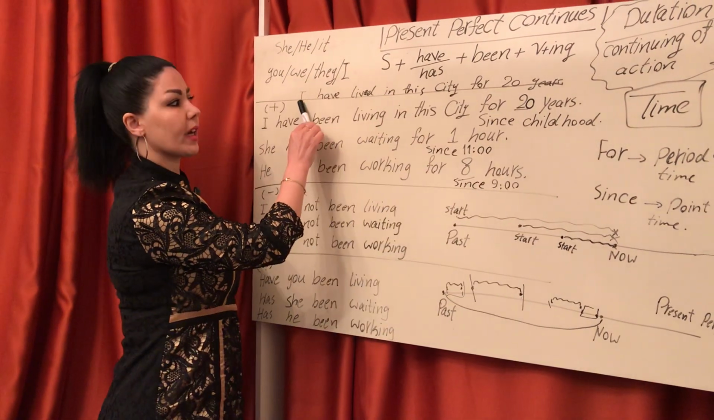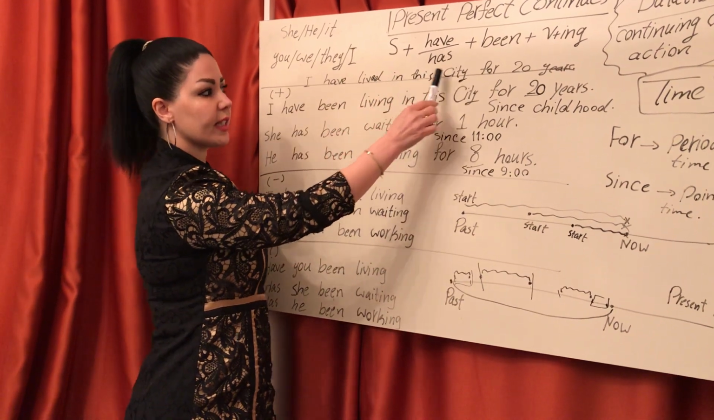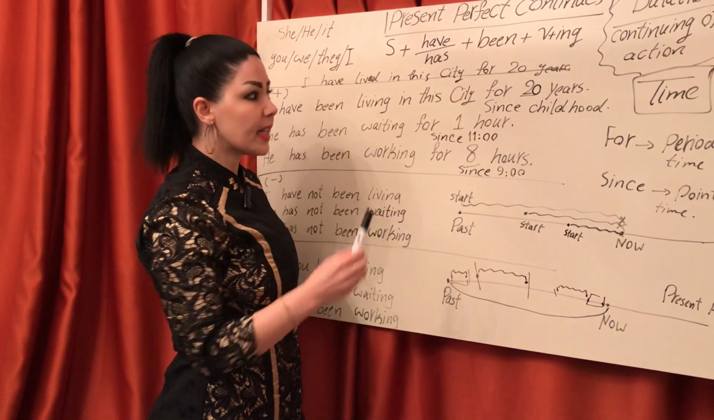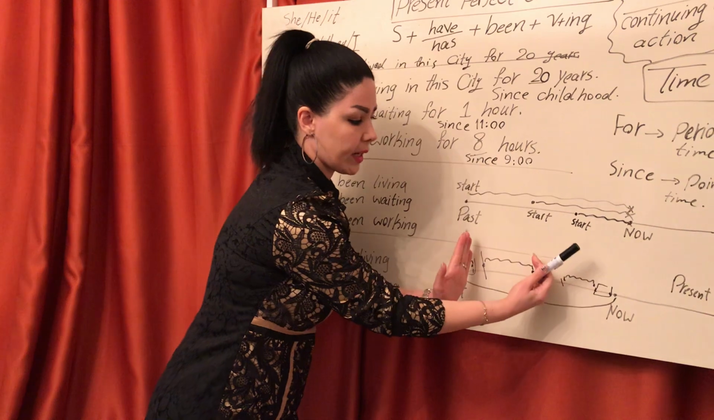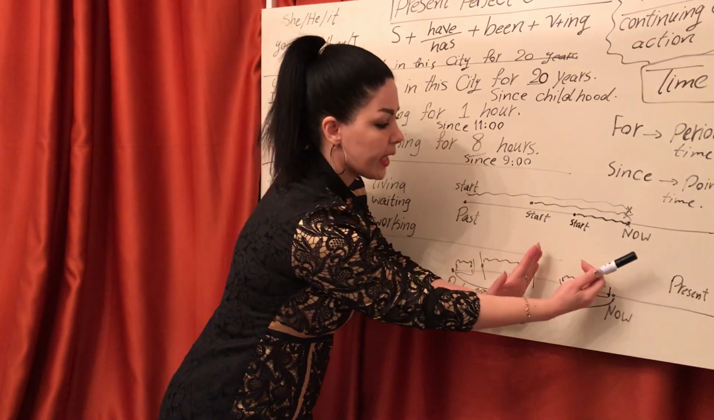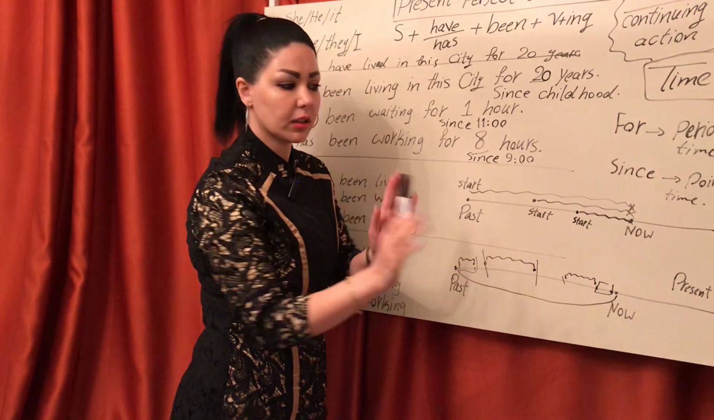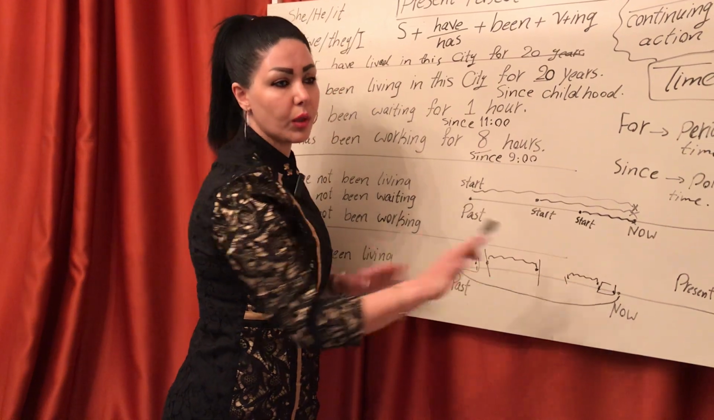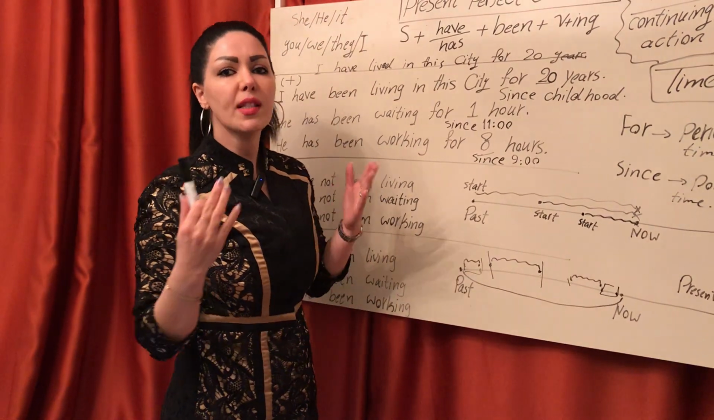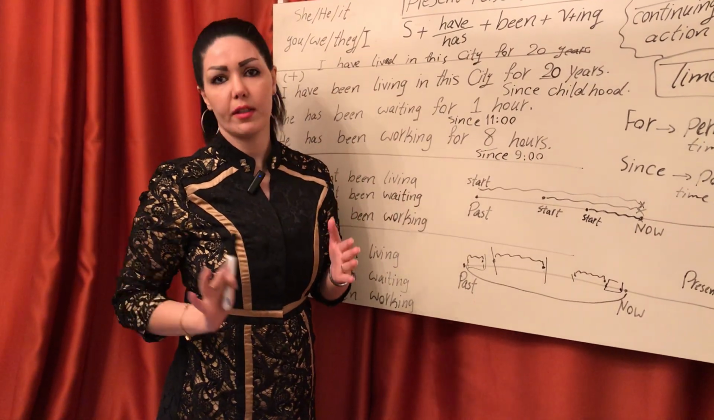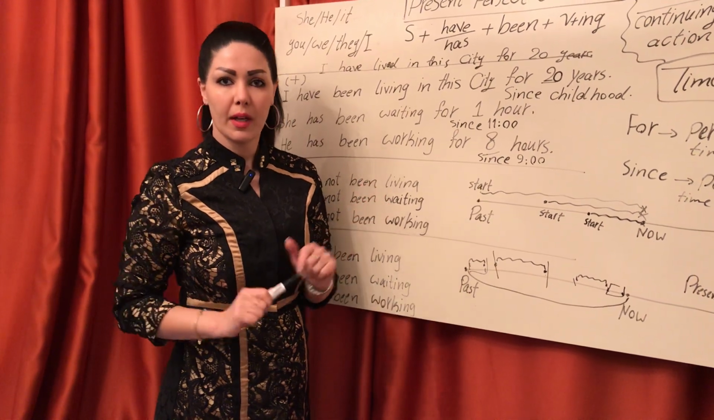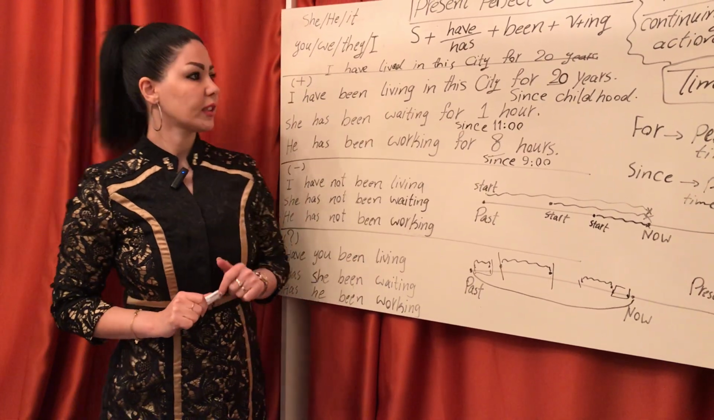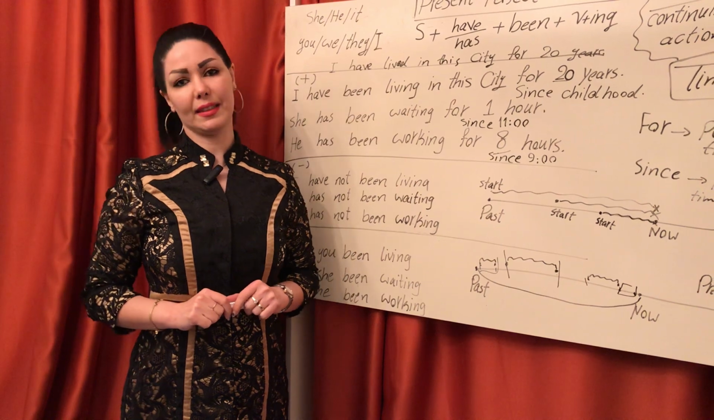But when I say I have lived in this city for 20 years, these 20 years may be here, maybe here, not continuing until now. We don't speak about time, just experience. I have lived in that city. Finish. Okay? I think you understand completely about this tense.